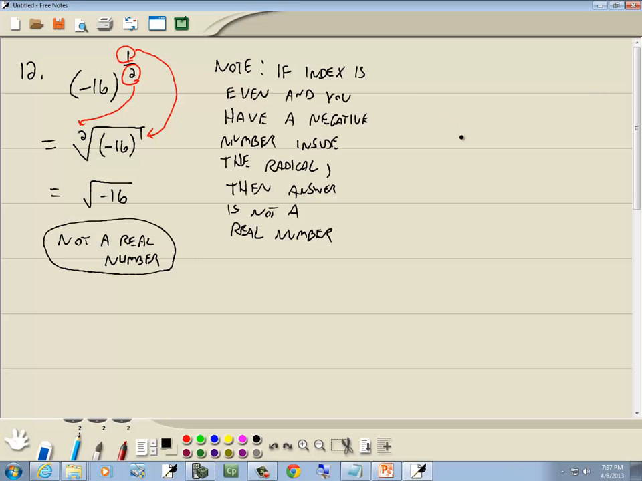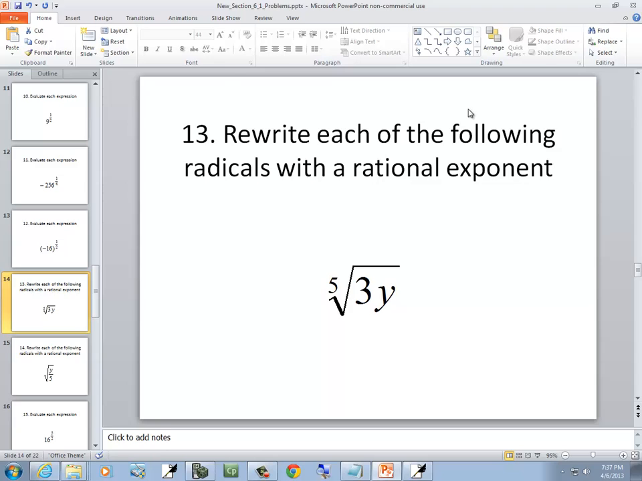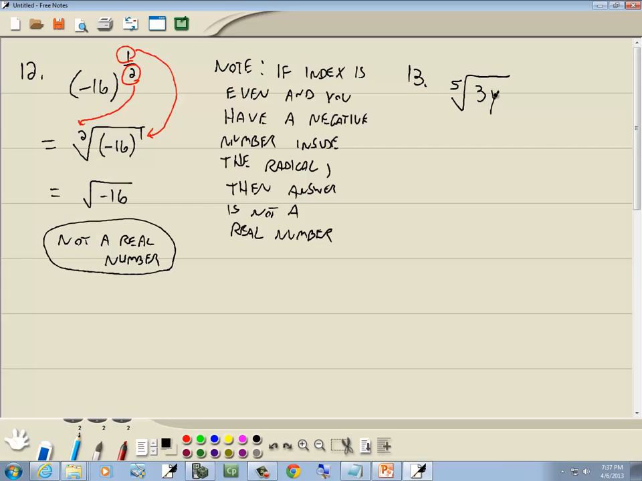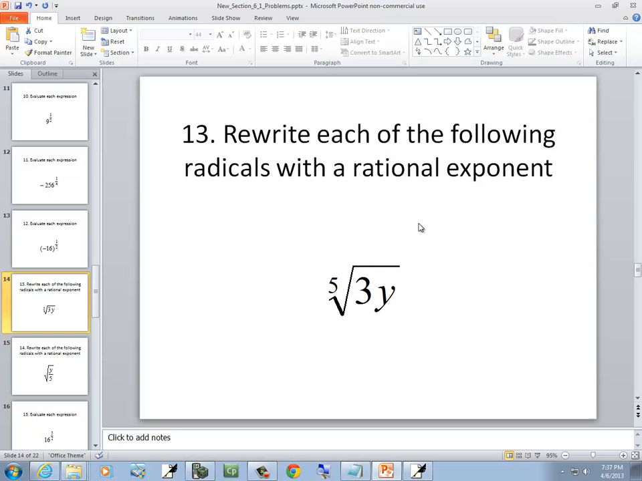Let's take a look at this problem. This just kind of builds upon what we've already been talking about. We get the fifth root. I should write that a little cleaner. So fifth root of 3y. And it says rewrite each of the following radicals with rational exponent.